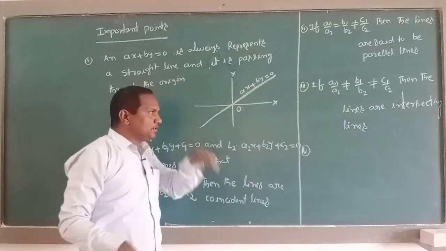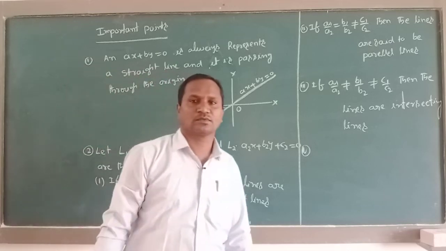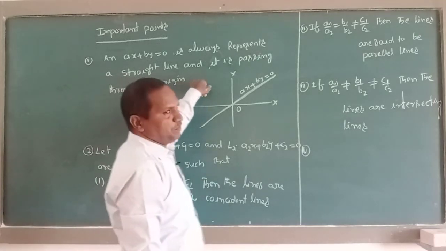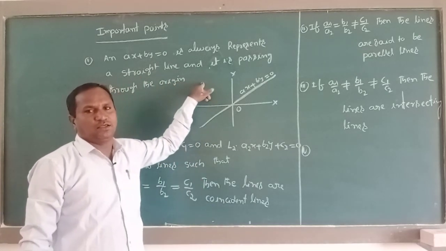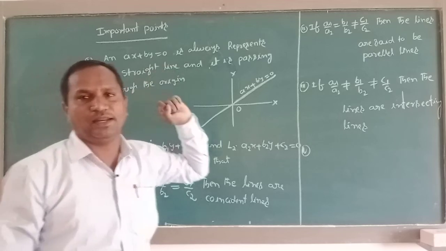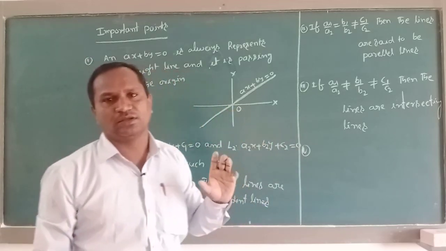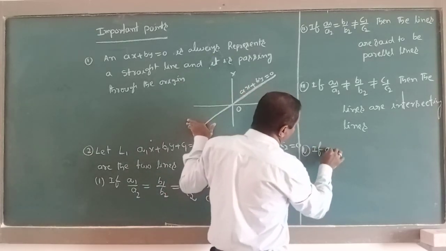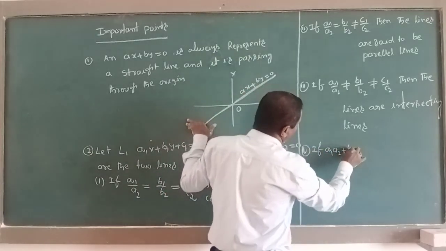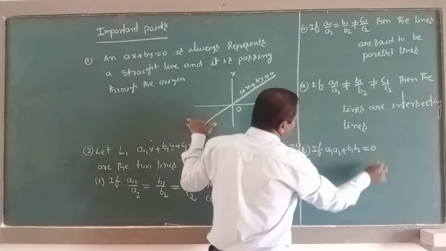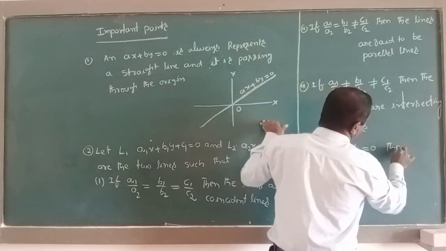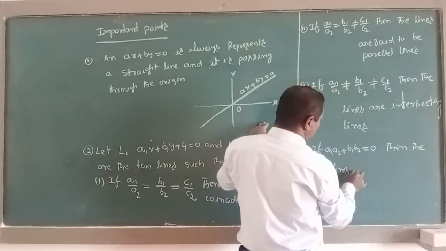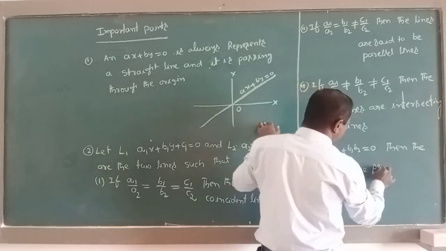Last one is a1 a2 plus b1 b2. Actually, in the case of perpendicular lines, the product of slopes is equal to -1. Based on that condition, we can write here, if a1 a2 plus b1 b2 is equal to 0, then the lines are perpendicular lines.